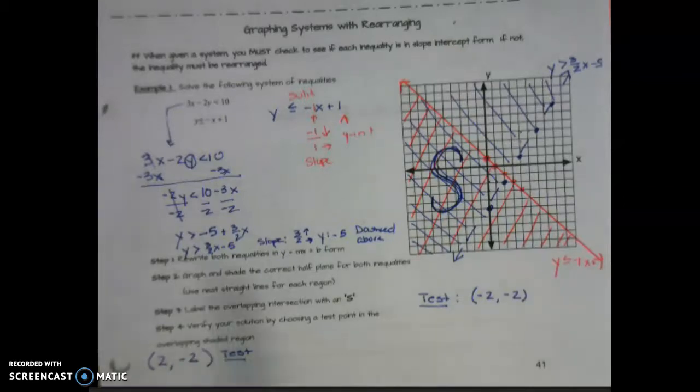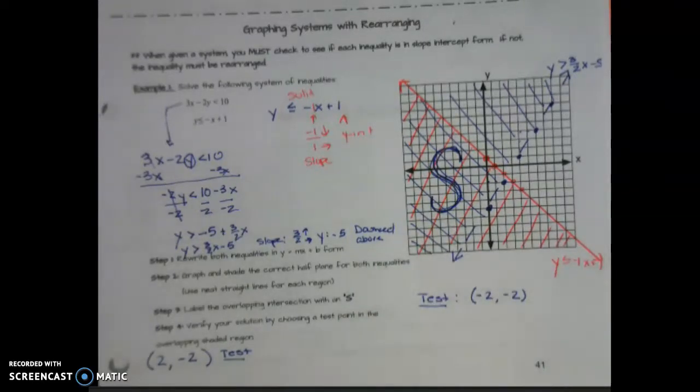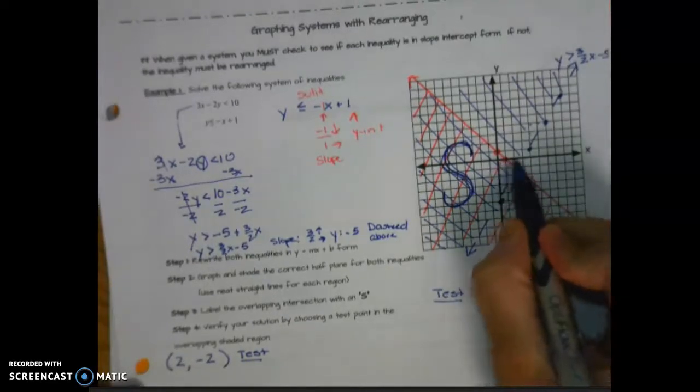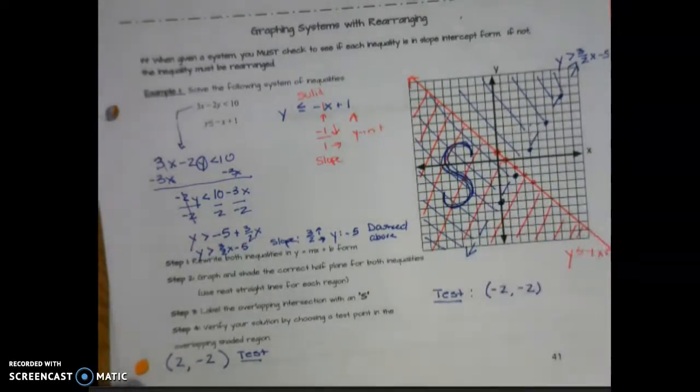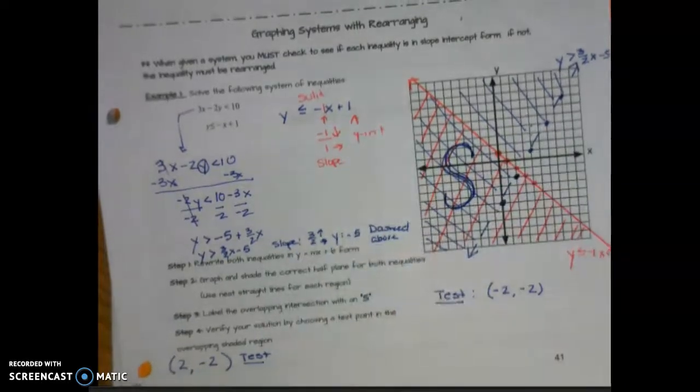Okay, so it says here to verify your solution by choosing a test point. So you can either look at the graph, and then over here I'm also going to substitute to show you how to check the point. Okay, so first I'm going to check 2, -2. So that's this point right here. Is that a solution to the system? Well, let's see. It's on a dashed line, so do you think it's going to be a solution? No. If it's on the dashed line, it's not going to be included.